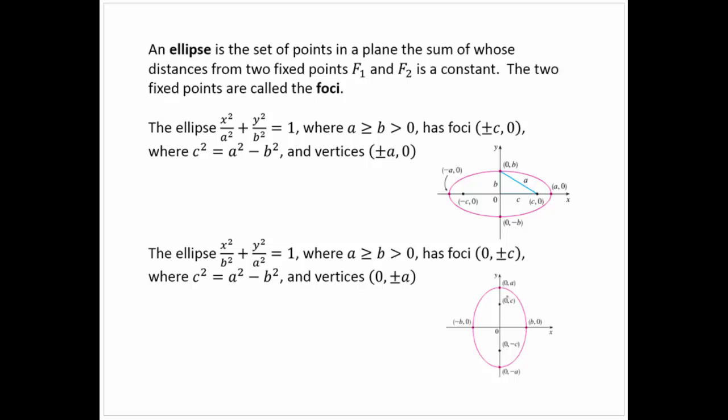All right, so in general, we want to figure out which is the greater of those perfect squares, or those squared quantities. So here, if we have the x associated with the a, which is the largest number, we say that this has a horizontal major axis.